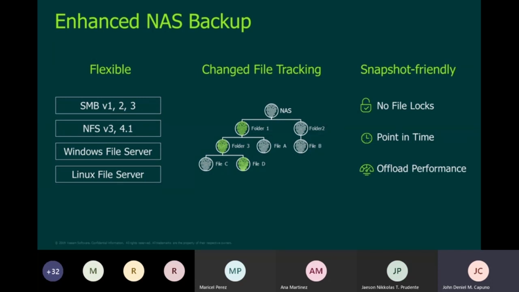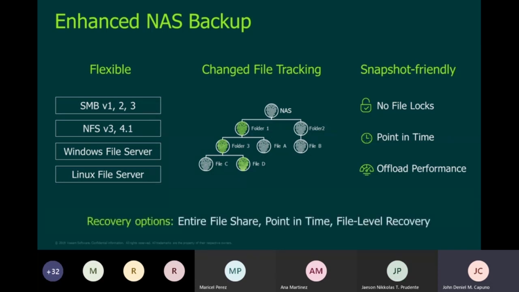So next is offload performance. By using snapshot, we can offload the performance of our production storage. And we have 3 recovery options. So we can recover the entire file share. So for example, the customer's full file share has been corrupted. We can recover the entire file share just to help them recover their whole file share. And also point in time. So just like I said before, we can go back to the point in time na wala pang corruption or wala pang error.